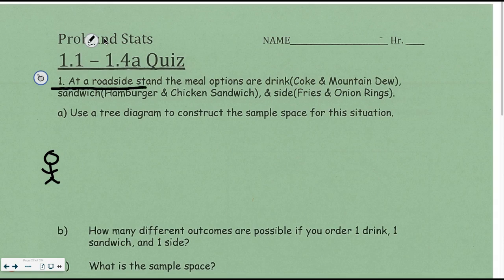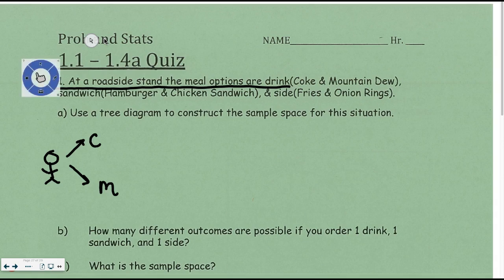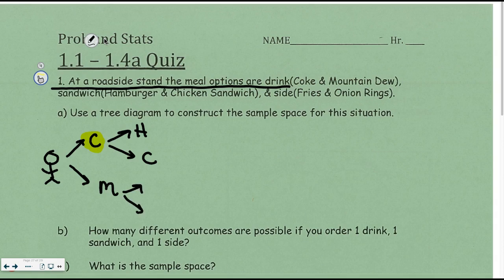At a roadside food stand, the meal options are, the first thing they ask you is, would you like Coke or Mountain Dew? So branch off and make your first choice. I prefer, actually neither, but I like Diet Coke. So I'm going to put a little highlighter on my choice. Now, once I've said I want a Coke, they're going to say, do you want a hamburger or chicken salad? Well, or chicken sandwich. So I'm going to choose between a hamburger and a chicken sandwich. Someone else might have chosen Mountain Dew, but then they still have to pick a hamburger or a chicken sandwich.